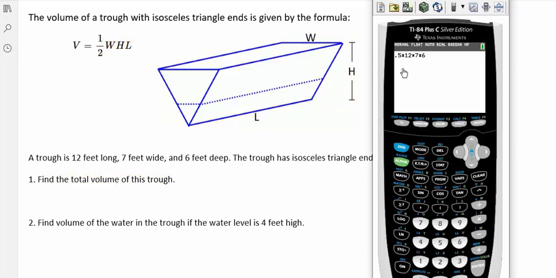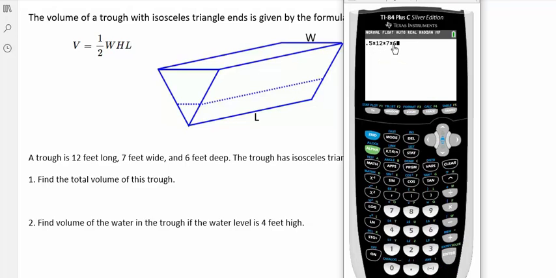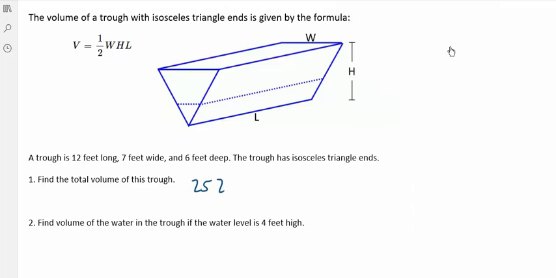Plugging the dimensions 12, 7, and 6 into the formula, you'd get 1/2 times 12 times 7 times 6. Since the three dimensions are being multiplied, I didn't pay attention to the order that I typed them in. The volume of the trough would be 252, and since the units on each of the dimensions were given in feet, you'd have the width in feet, the height in feet, and the length in feet. Multiplying feet together 3 times would give you feet cubed, or cubic feet, which I'll denote like this.